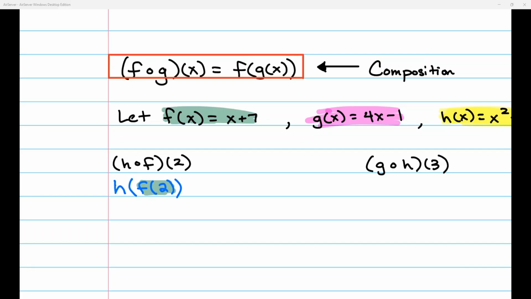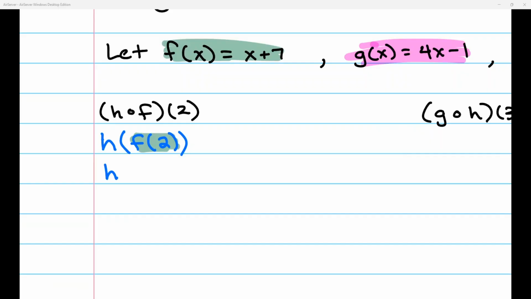So first, I need to find f of 2. If I had asked you earlier how to find f of 2, you'd say, oh, easy. Just take your 2 and plug it into your f function. My f function is in green. So I'm going to take 2 and plug it into the green function. That f of 2 ends up being h of, remember, when I plug 2 into my f function, it's written as 2 plus 7. This is coming from my green function. 2 plus 7 is just 9. So I get to write this as h of 9.